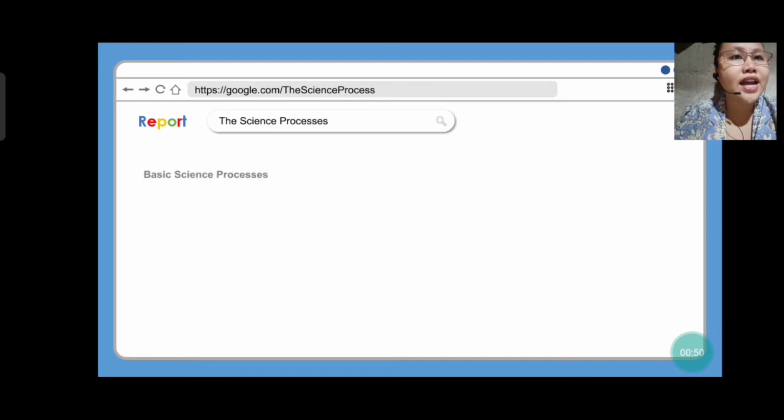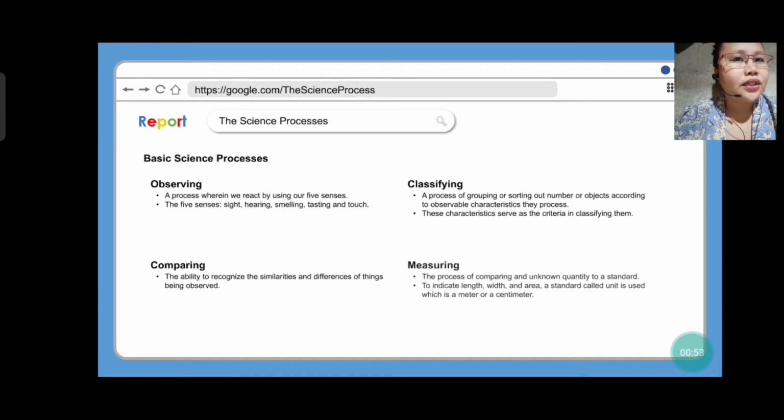So we now have the science process. These four are the basic science processes. These basic science processes are usually used with elementary grade students. The first process is observing. Observing is a process wherein we react by using our five senses. So, what are these five senses? These are sight, hearing, smelling, tasting, and touch.